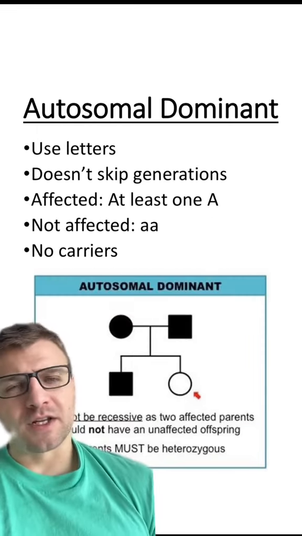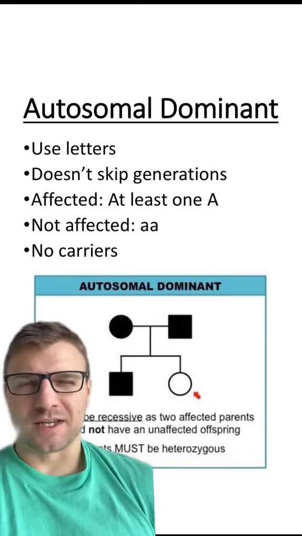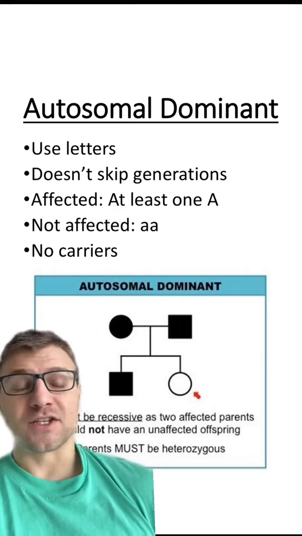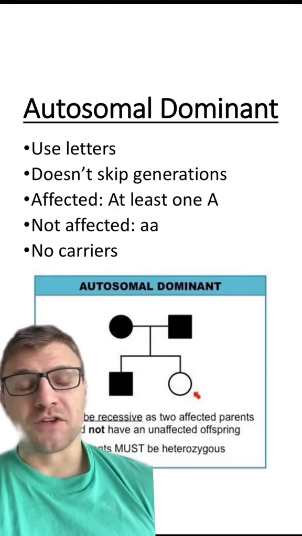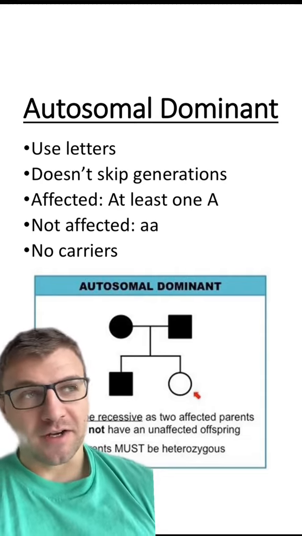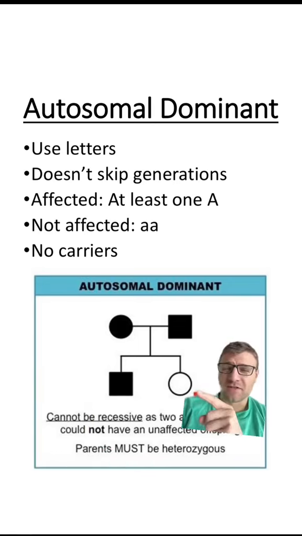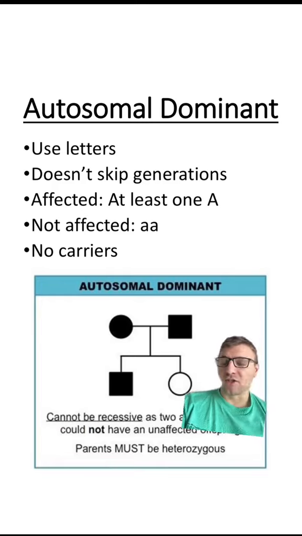In autosomal dominant inheritance patterns, we're using letters again. And this type of inheritance pattern doesn't usually skip generations. The affected have at least one dominant allele, while individuals who are not affected have two recessive alleles. And in this case, there are no carriers, since if you have one of them, you have that trait, you can't be a carrier.